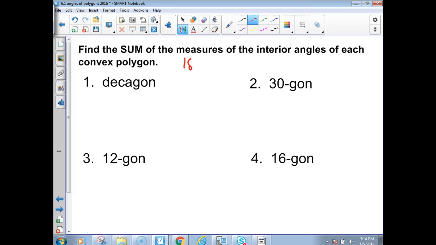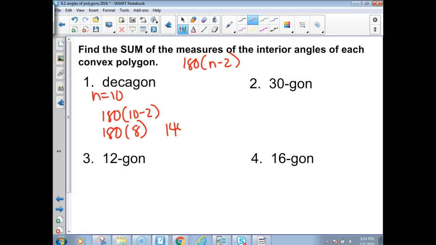We are going to be using the formula 180 times n minus 2, or you can have that reversed. The n value for a decagon is 10, so we're going to do 180 times 10 minus 2. You don't have to write all this. Most of the time, you're going to be just using the calculator. So you're going to be typing 180 times 8, because I'm sure you can subtract 2 from 10 in your head. You should be getting 1,440 degrees. All they wanted was the sum, they didn't ask for each.